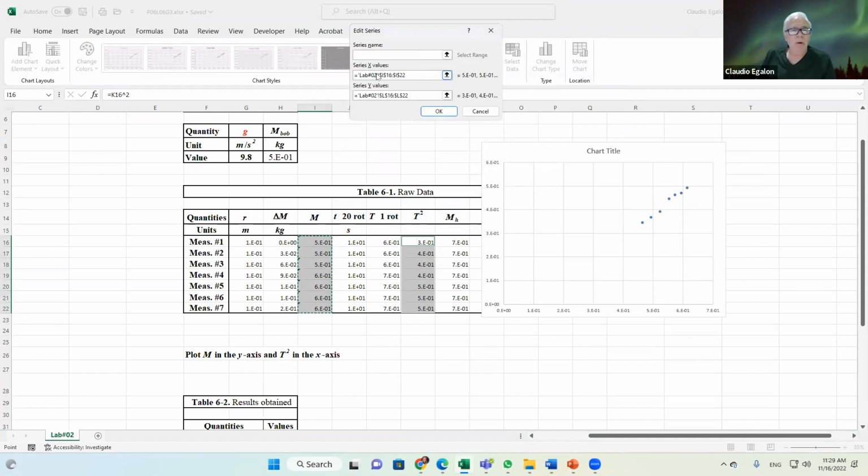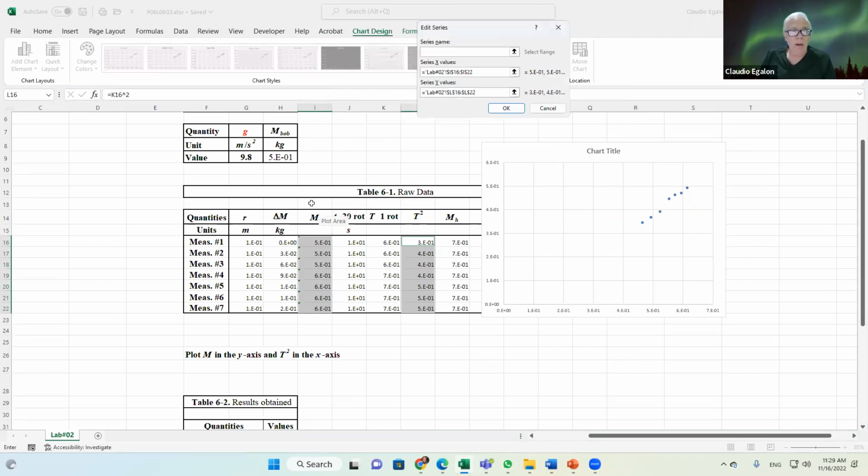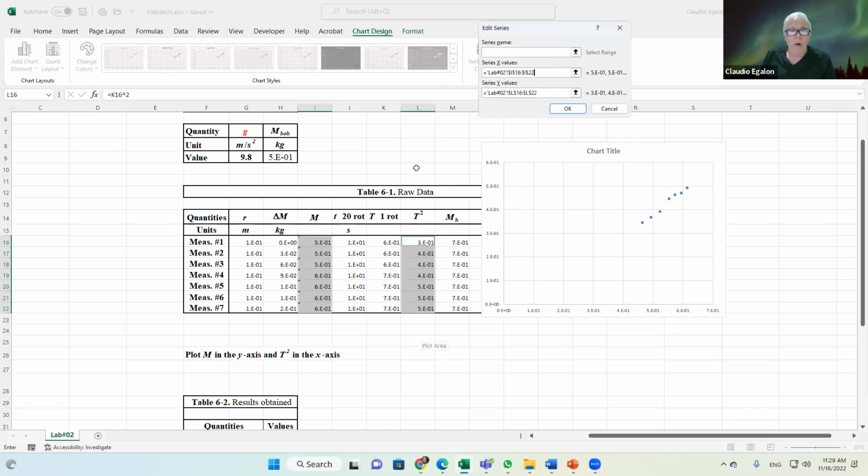Note that the values along the x-axis are the ones in column I. The I column is m, right? You don't want the m in the x-axis, you want it in the y-axis. Notice that the L column, for t squared, is in the y-axis. So all you have to do is switch. What is L? Why doesn't it do it?